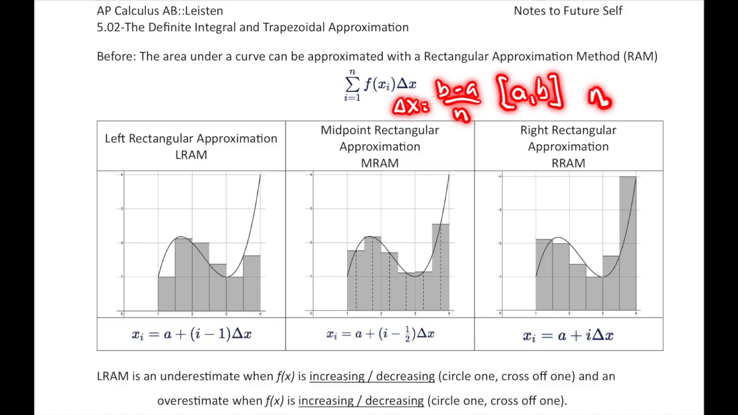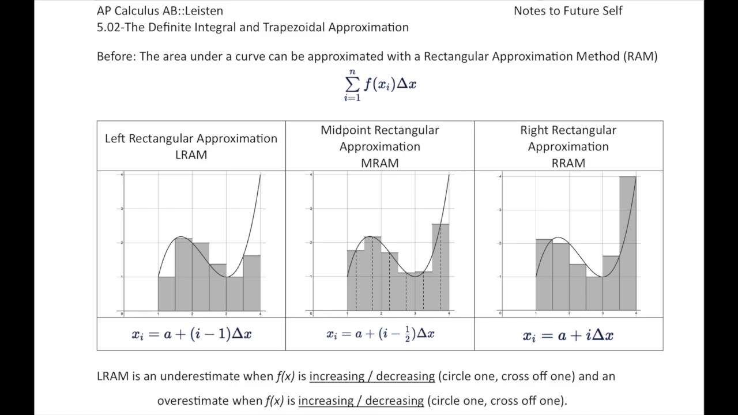Now that's if we have a fixed curve, where every delta x, every rectangle, has the same base, the same width. That's not always the case. But we've got the base, and we've got the height. That's the height of our rectangle, which is going to be the height of the function, the value of the function evaluated at our x sub i.